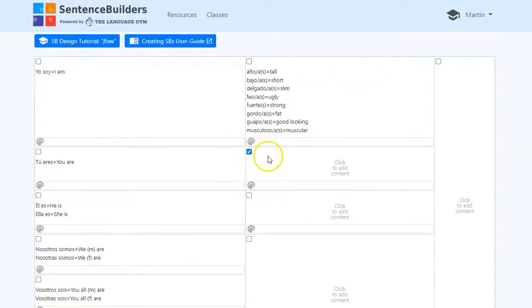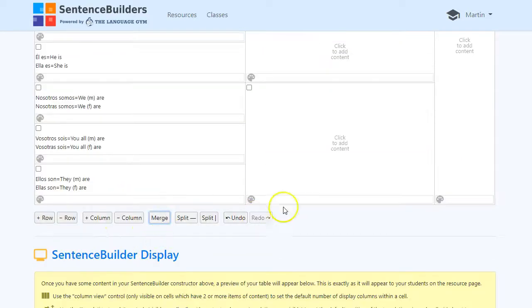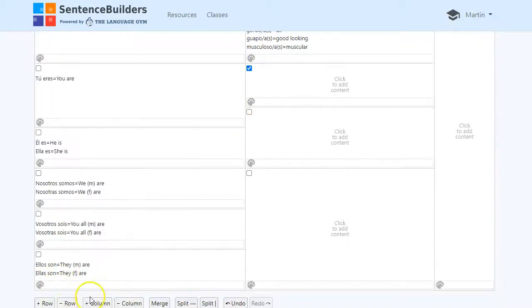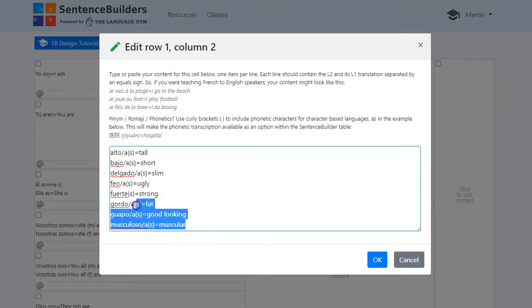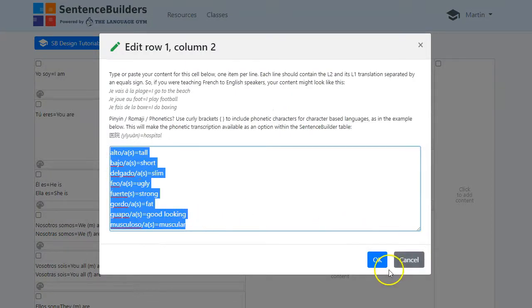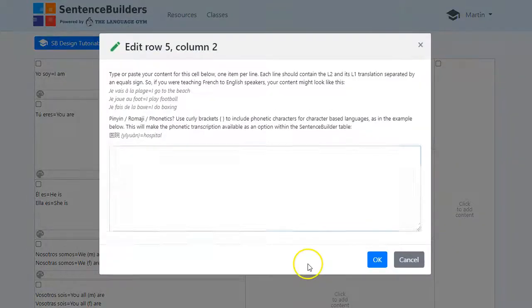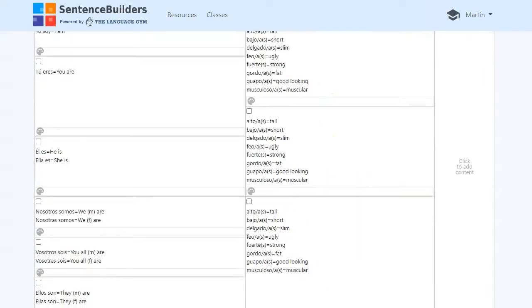I'll split that middle one into 2 and then we can merge those 2. Merge the top ones as well. And now we just need to copy the content into the various places. I'm going to copy it whole for the time being, and then we'll have to change it when we've placed it in its different places. Okay, so we have a masculine section, a feminine section, and a plural section, which is all together as one at the moment.